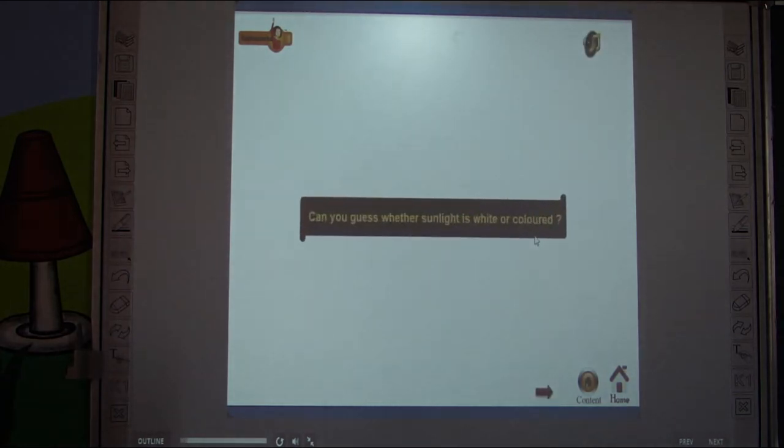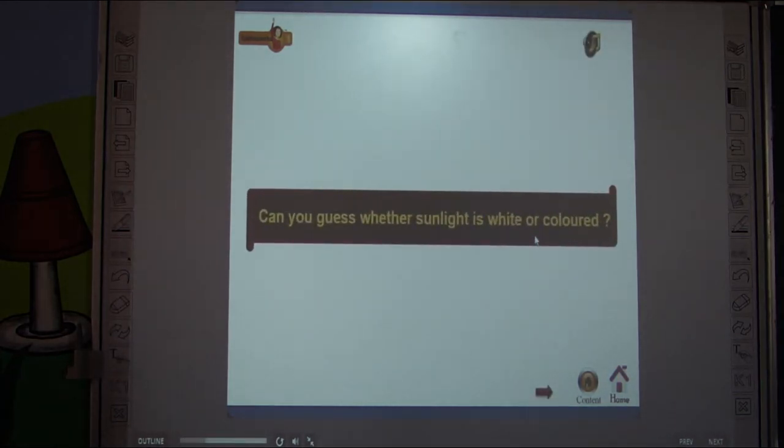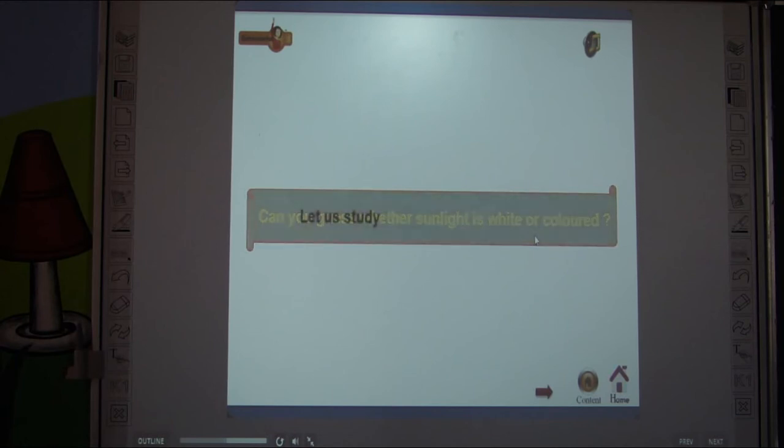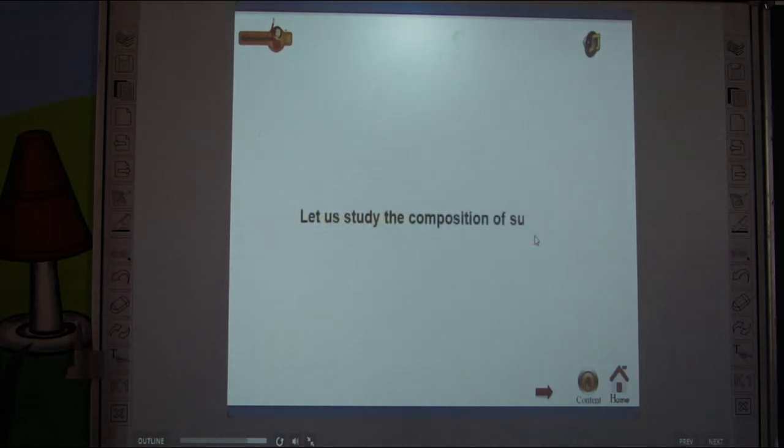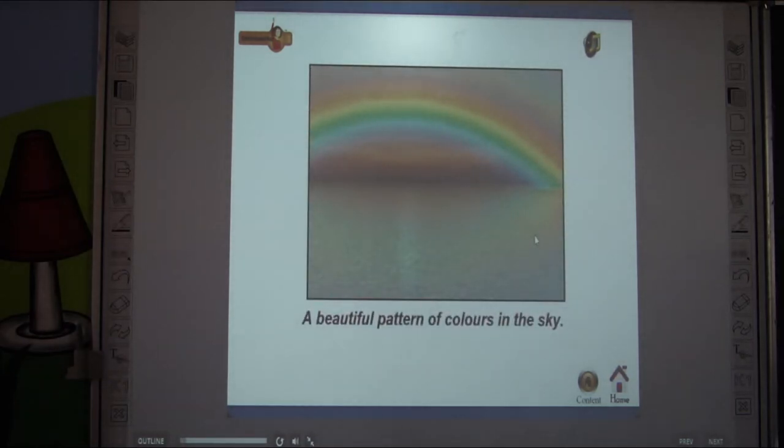Is sunlight white or colored? Can you guess? Let us study the composition of sunlight in this chapter. See a beautiful pattern of colors in the sky. It is a rainbow.